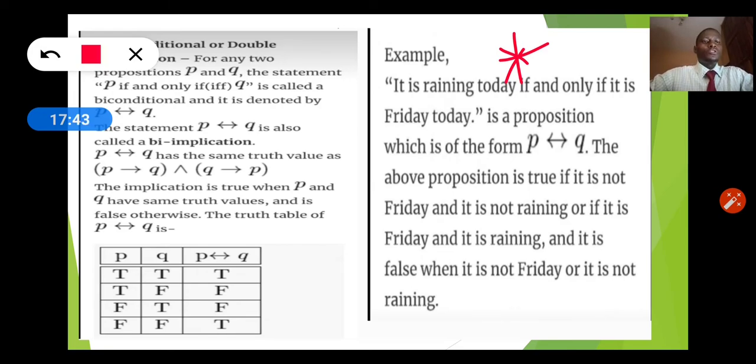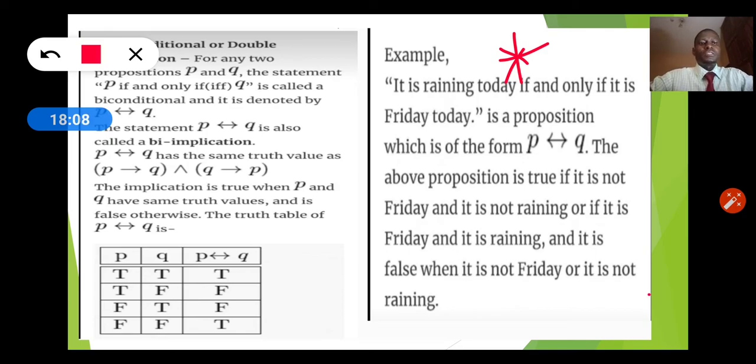Now the above proposition is true if it is not Friday and it is not raining, or if it is Friday and it is raining, and it is false when it is not Friday or it is not raining. So when you see that condition, it means if and only if. Good.